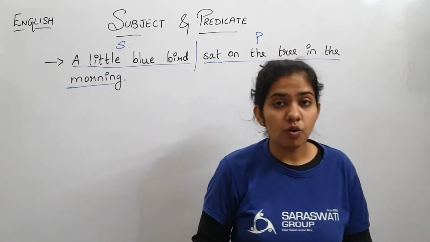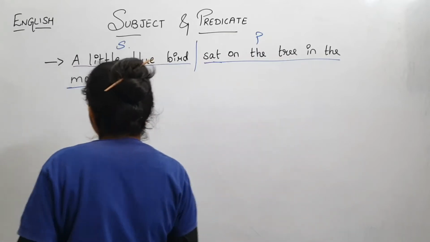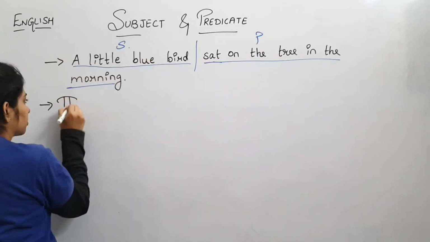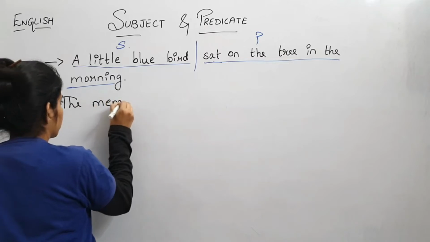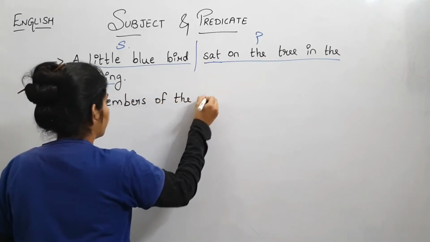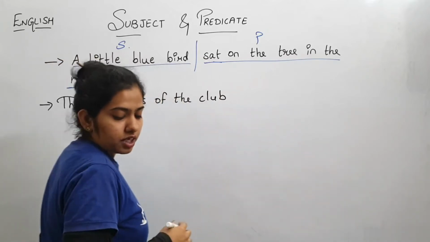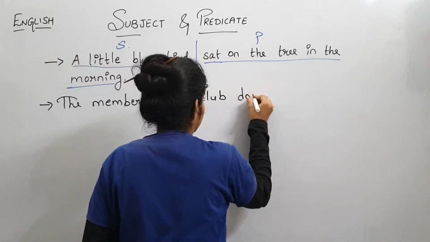right? Now another sentence. The members of the club donated money for social work.